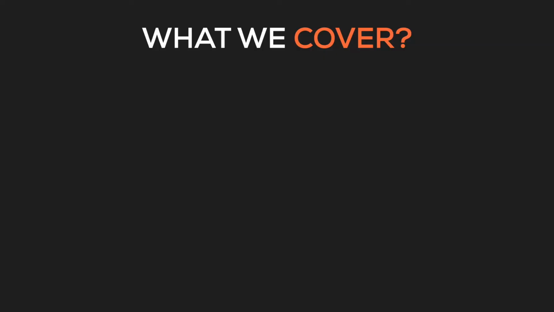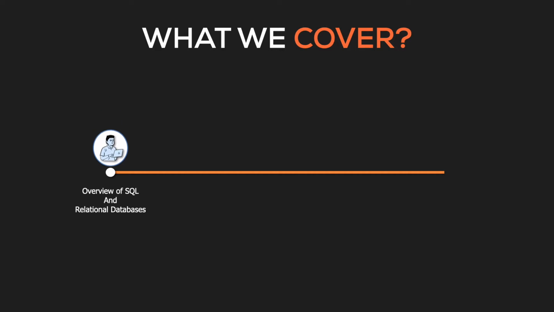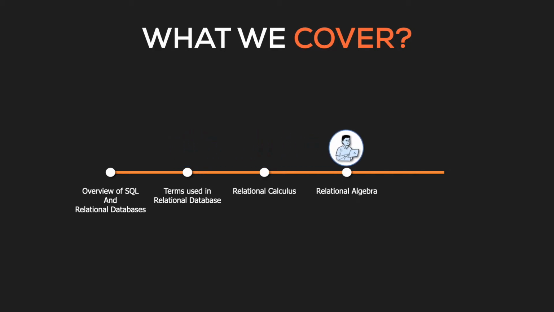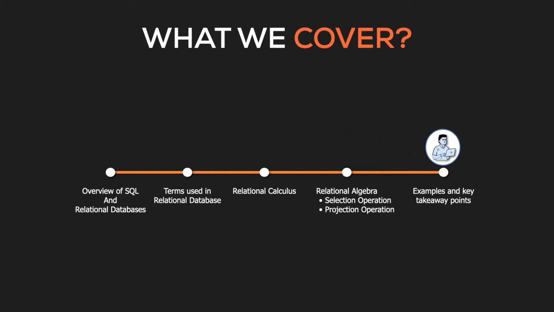This video is structured as follows. First, we will cover the overview of SQL and relational databases, and then we will look into the terms that are commonly used in relational databases. Once the basics are all covered, we will look into relational calculus and relational algebra. In this video, we will be covering only two operations of relational algebra, that is selection operation and projection operation. All the other operations will be covered as part of future videos. And at last, we will have a look at examples of how to apply relational calculus and relational algebra on a simple table.